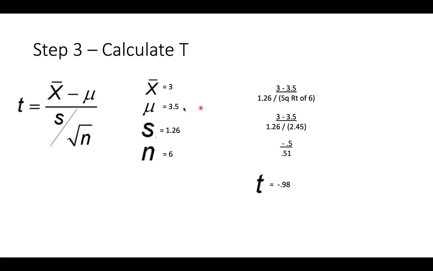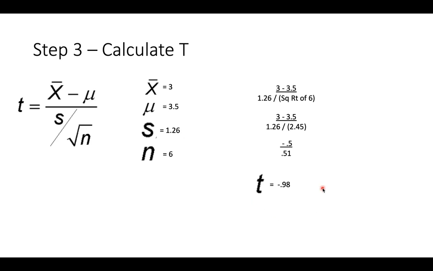We plug and chug. We put the 3 over here in x bar minus our population mean of 3.5 divided by our sample standard deviation 1.26, which is divided by the square root of n, which is 6. The square root of 6 is 2.45. 1.26 divided by 2.45 is 0.51. 3 minus 3.5 is negative 0.5. Remember that negative is important. It tells us which side of the curve we're on. Negative 0.5 divided by 0.51 is just shy of negative 1. Negative 0.98 is our calculated t-value.